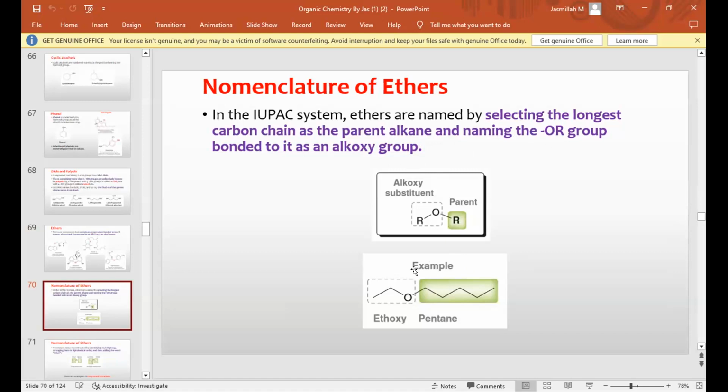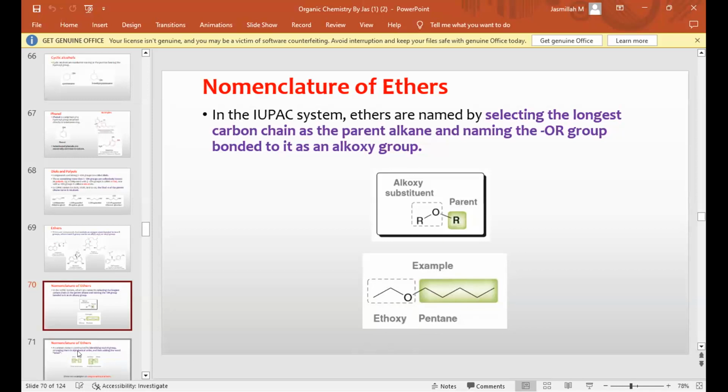So for example, let's say on this side we have an ethyl group, and on this side we have a pentyl group, because here 2 carbons, then 5. So we name according to the longest chain, which is pentane in this case. And for the short chain, we add oxy. If this had been a propyl, it would have been propoxy. But since it's ethyl, it becomes ethoxy. So ethoxypentane. This is one way we can name ethers.